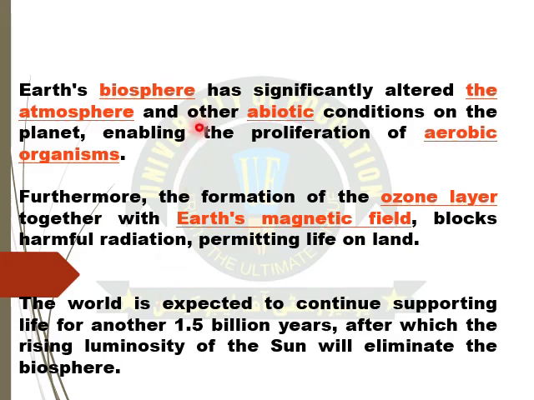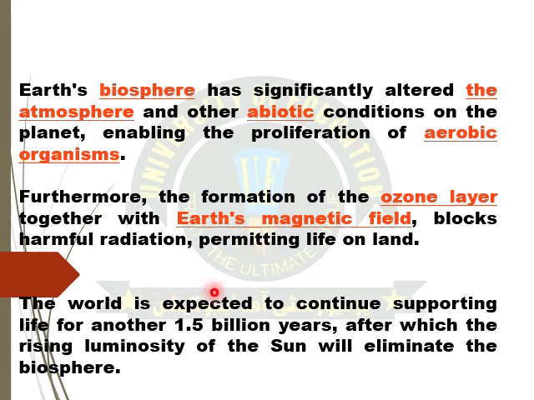Now we talk about the biosphere. Earth's biosphere has significantly altered the atmosphere and other abiotic conditions on the planet, enabling the proliferation of aerobic organisms. Furthermore, it was also noticed that the formation of the ozone layer and Earth's magnetic field block harmful radiation from reaching the land and destroying life.